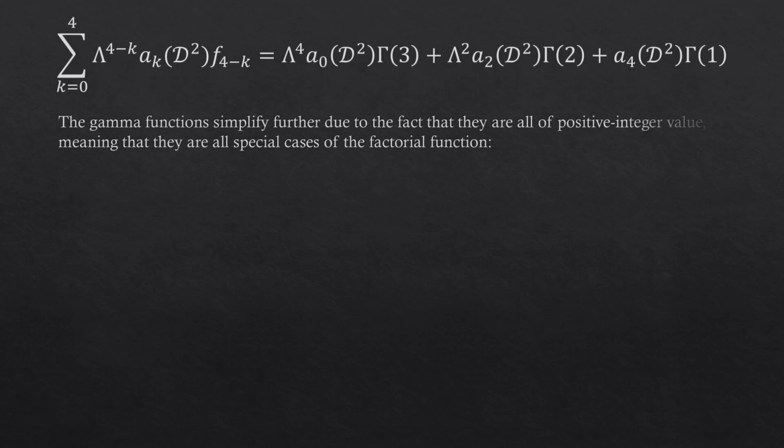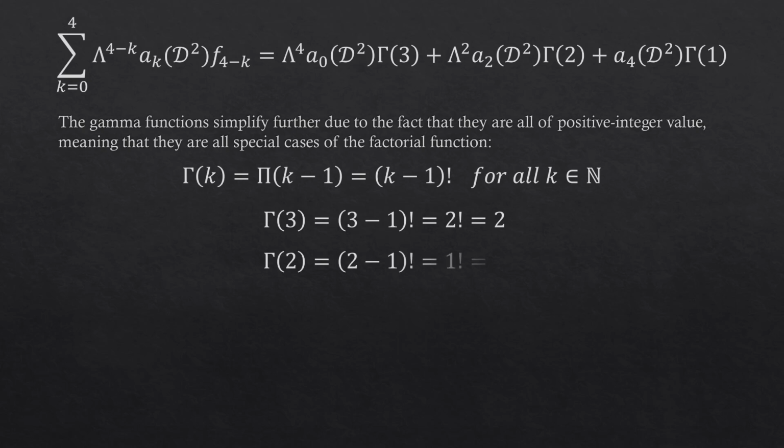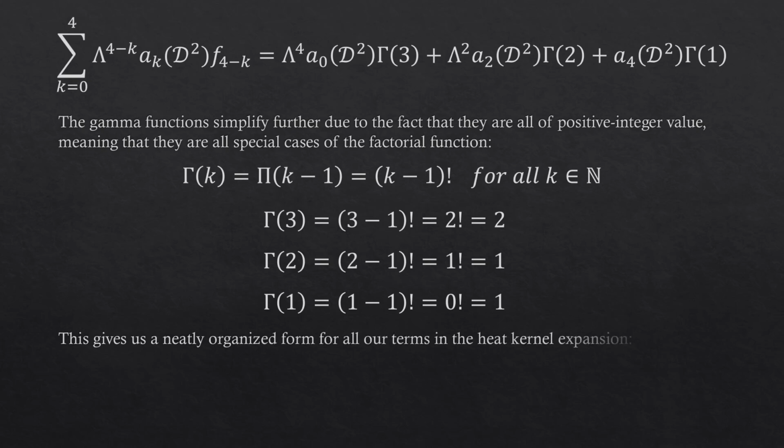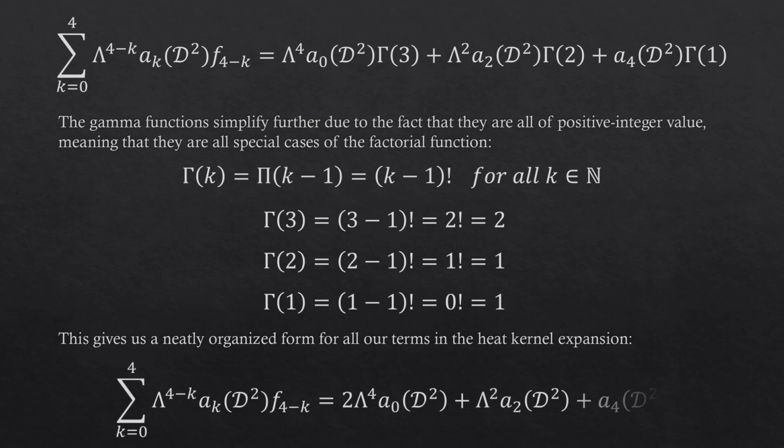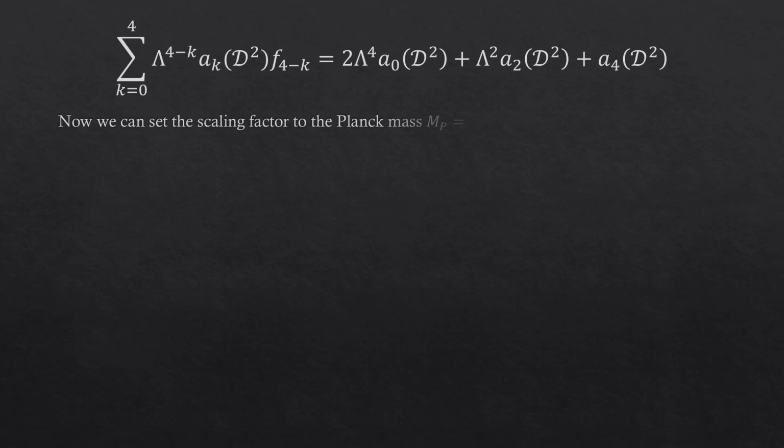The gamma functions simplify further due to the fact that they are all of positive integer value, meaning that they are all special cases of the factorial function. Specifically k minus 1 factorial for all k that are elements of the natural numbers. So gamma of 3 is equal to 2. Gamma of 2 is equal to 1, as well as gamma of 1. This gives us a neatly organized form for all of our terms in the heat kernel expansion. Now we can set the scaling factor to the Planck mass itself.